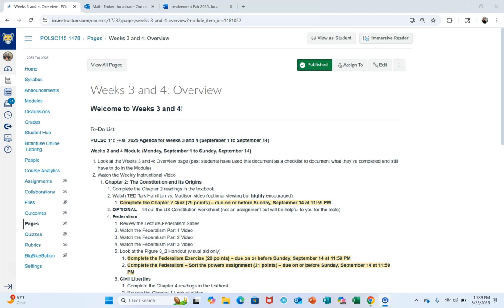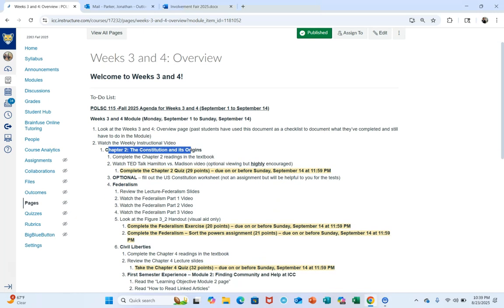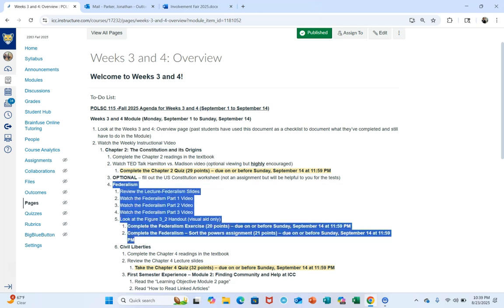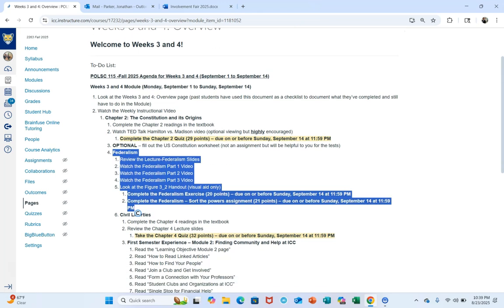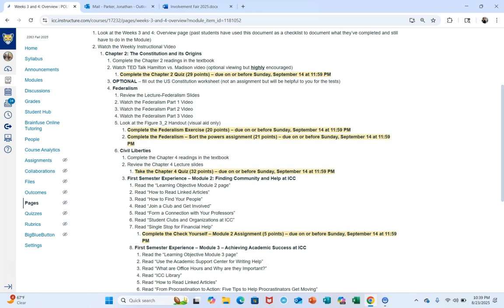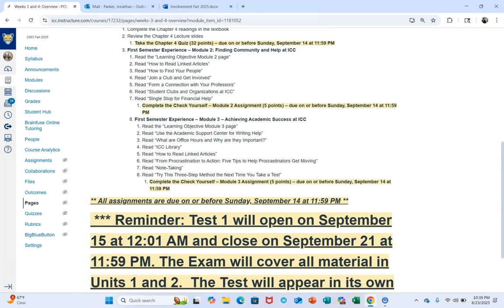It's fairly straightforward. This week we're covering Chapter 2, the Constitution and its Origins. We're talking about federalism, which is a big, important topic that is going to show up on tests from now until the end of the semester. We're talking about civil liberties also, as well as the first semester experience stuff. Everything's due on or before Sunday, September 14th at 11:59 p.m.